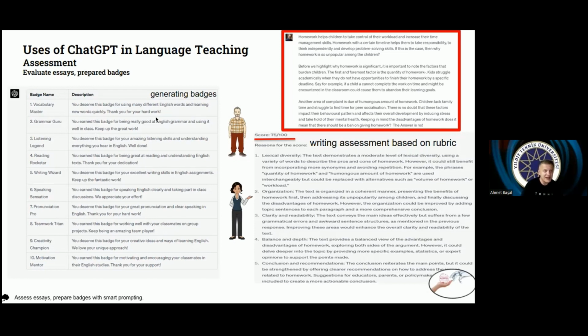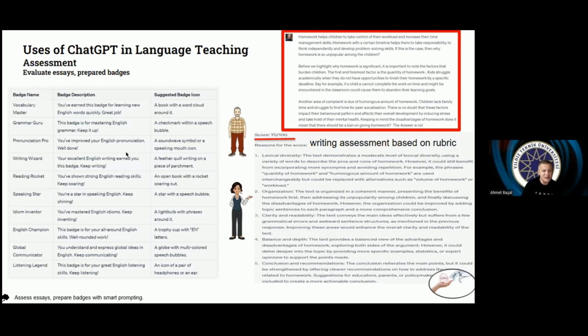And if you want the icons for these badges, ChatGPT also suggests some kind of icons. For instance, for vocabulary master, please find an icon: a book with a word cloud around it. For grammar guru, a check mark within a speech bubble. If you integrate ChatGPT with some kind of plugins, ChatGPT also gives you the icons, okay, in the paid version, $20 a month. We are not rich, and you know the dollar.